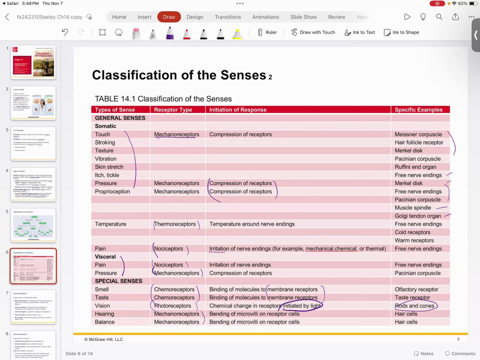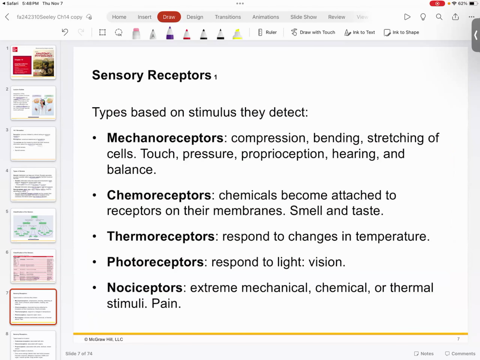And then hearing and balance are both mechanoreceptors. So ultimately, you bend little microvilli on receptor cells, and that's a physical distortion in a structure called the hair cells that will allow you to be able to initiate the response. So a mechanoreceptor is basically going to be specialized for physical distortion of one site or another, either by compression, by bending, by stretching. And so this will basically lead to the ability to sense touch, pressure, proprioception, and hearing and balance. These are all driven by mechanoreceptors.